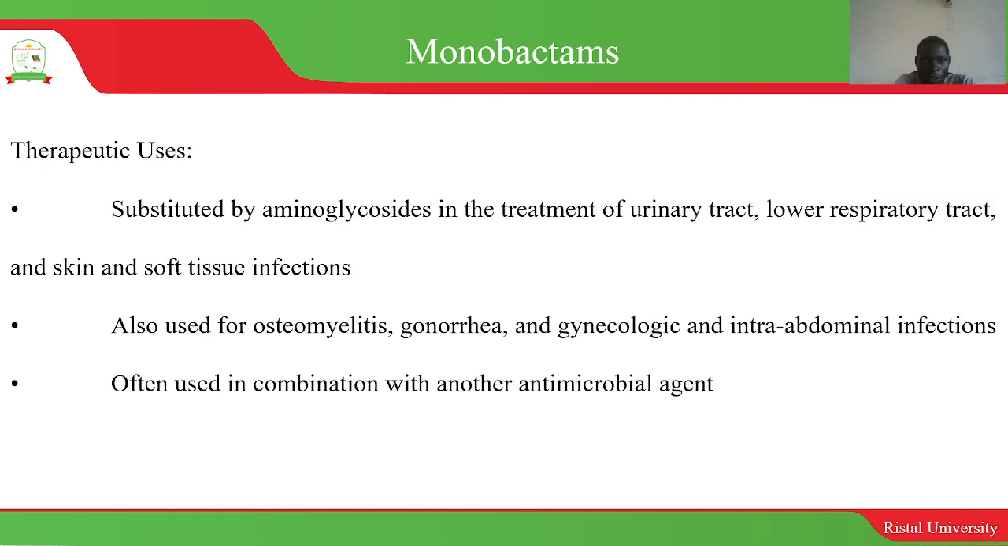We look at the therapeutic uses of monobactams. They are substituted for aminoglycosides in the treatment of urinary tract infections. So, in the absence of an aminoglycoside, we can use a monobactam for the treatment of urinary tract infections, lower respiratory tract infections, and also skin and soft tissue infections. They are also used for osteomyelitis, gonorrhea, gynecologic, and intra-abdominal infections. Often, they can also be used in combination with other antimicrobial agents.